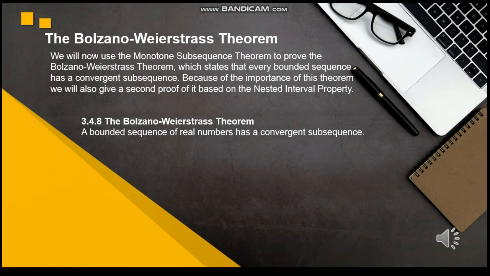The next is the Bolzano-Weierstrass theorem. We will now use the monotone subsequence theorem to prove the Bolzano-Weierstrass theorem, which states that every bounded sequence has a convergent subsequence. Because of the importance of this theorem, we will also give a second proof of it based on the nested interval property. The Bolzano-Weierstrass theorem says a bounded sequence of real numbers has a convergent subsequence.